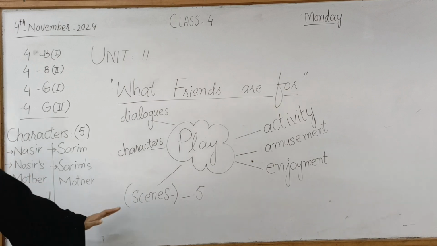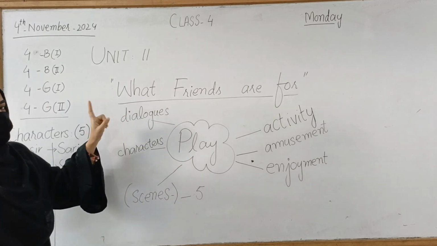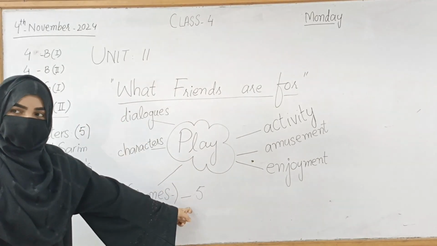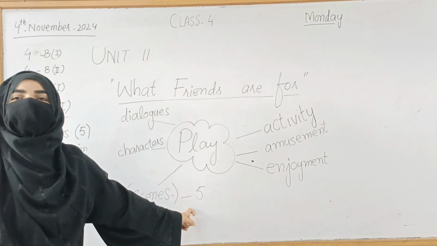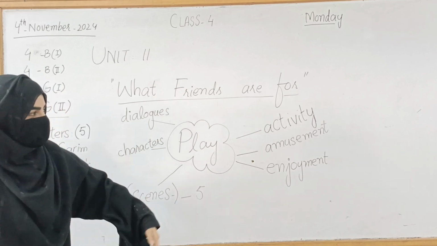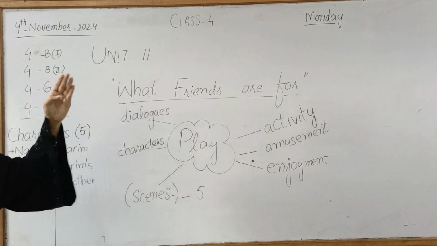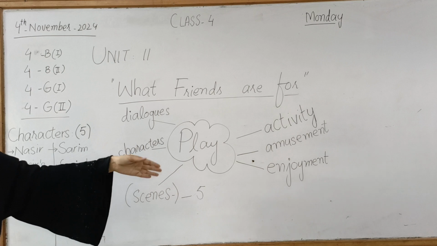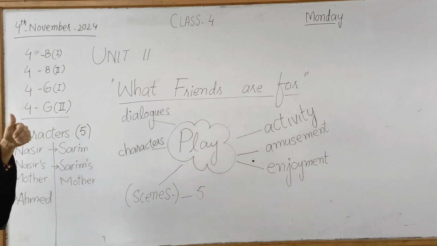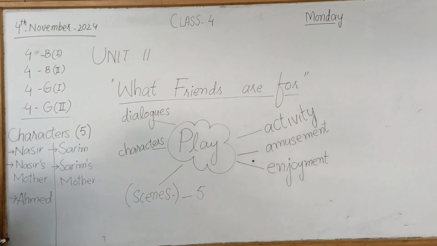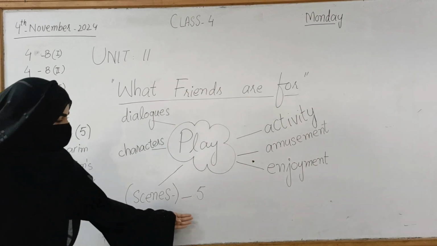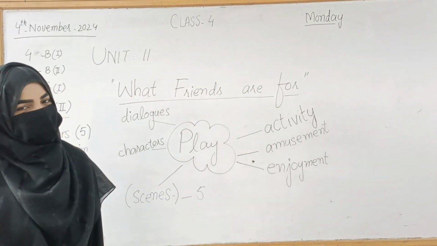Next we will see how many scenes this play has. There are 5 scenes of this play. How many scenes? 5. Very good. So you all get to know about your unit. It's a play. It's an activity. We have done amusements, enjoyment, dialogues. It contains characters. It contains scenes. And we have revised the characters that are mentioned in this play in your book. And it contains 5 scenes.